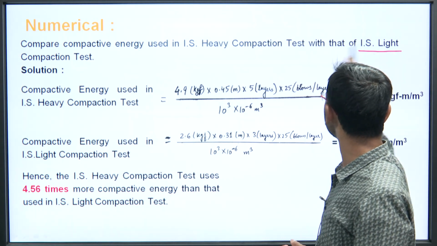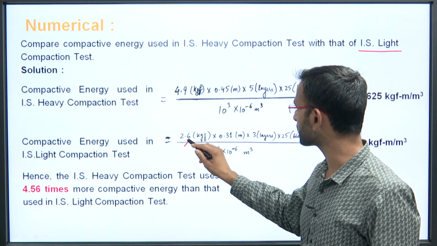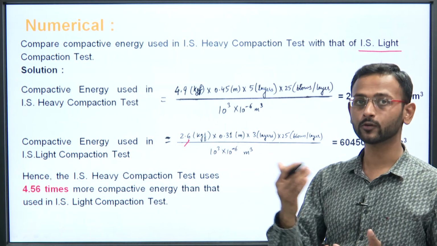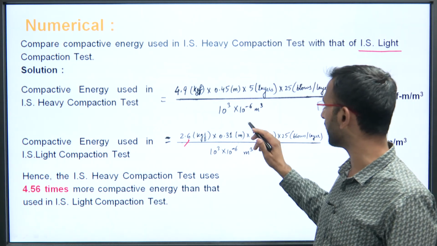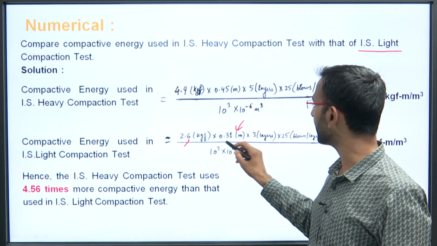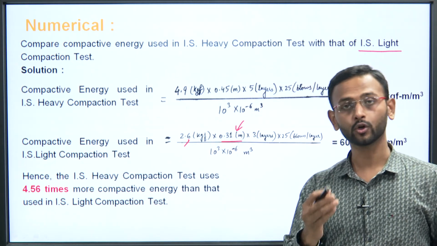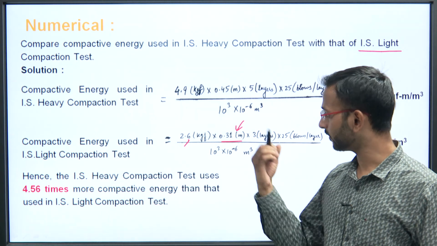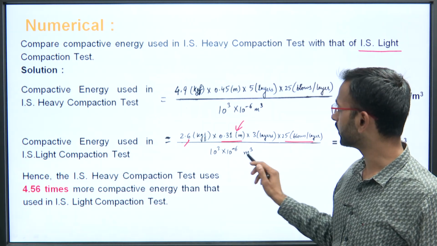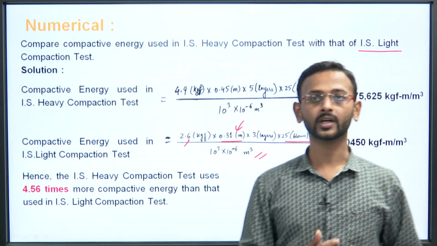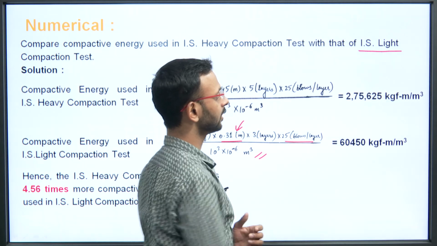This light compaction test uses a slightly lesser weight of hammer, that was 2.6 kgf. Then the free fall height was 310 mm, which you have to remember while doing the numericals. 310 mm of free fall height, that is 0.31 m, and you compacted it in 3 layers, and in each layer you provided 25 blows. And per meter cube, it comes out to be 60,450 kilogram force meter per meter cube.